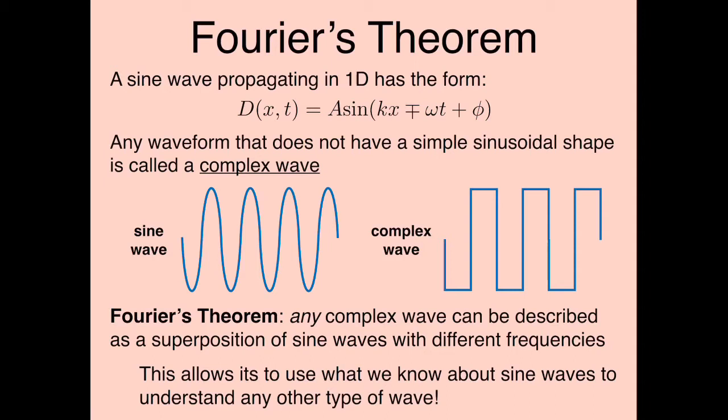So Fourier's theorem says that any complex wave can be described as a superposition of sine waves with different frequencies. So in other words, if I have a complex wave, I can write that wave as a sum of these sine waves that are added together. And if the sine waves have just the right frequency and just the right amplitude, I can make the complex wave by adding these together, okay? So in other words, all we really need to know about are sine waves because we can take any complex wave and understand it in terms of a sum of sine waves, okay?